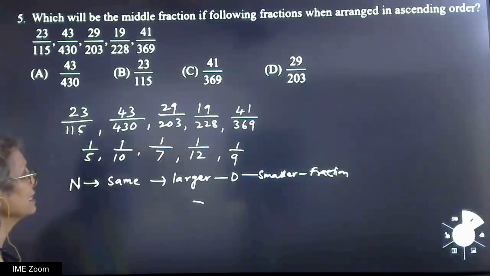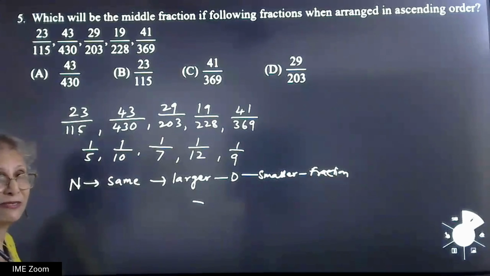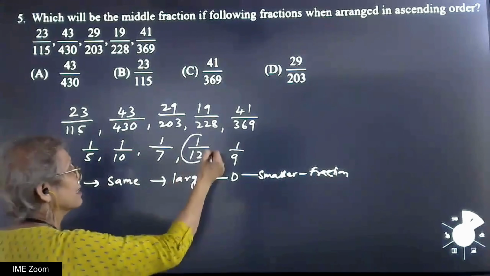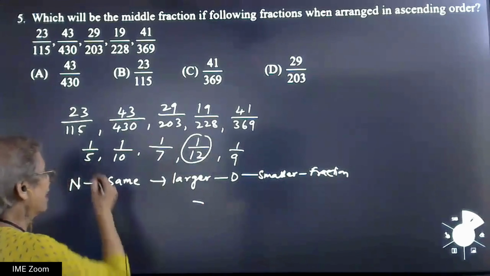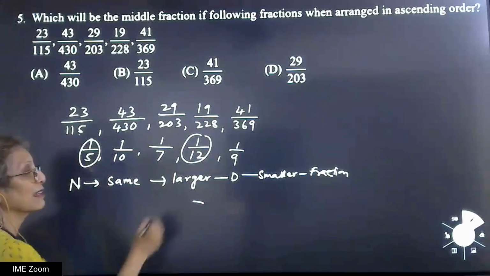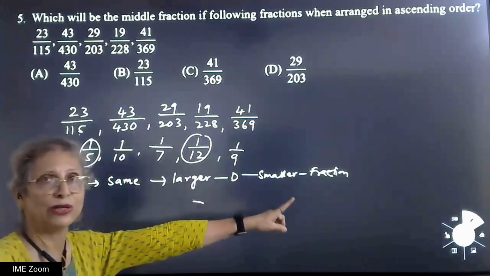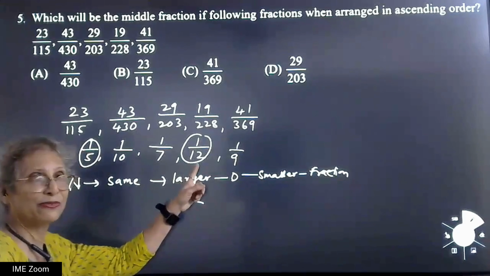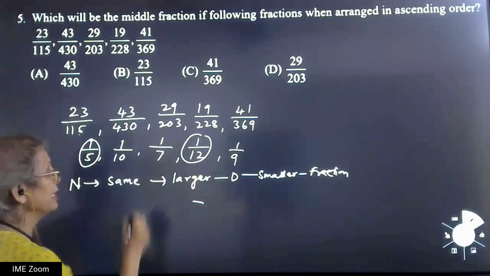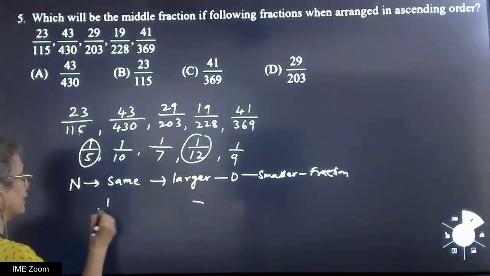Right? Now here, which is the fraction with larger denominator? This one. So this is the largest, and this is the smallest. This is the largest, because larger the denominator, smaller the fraction. So this is the smallest fraction. So if you arrange in ascending order, it is 1 upon 12.